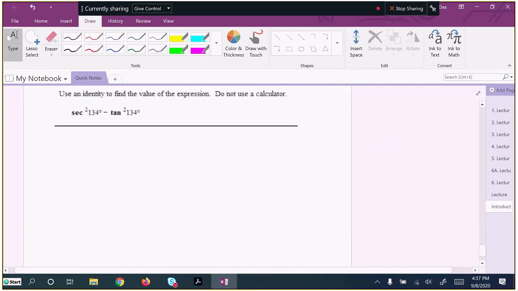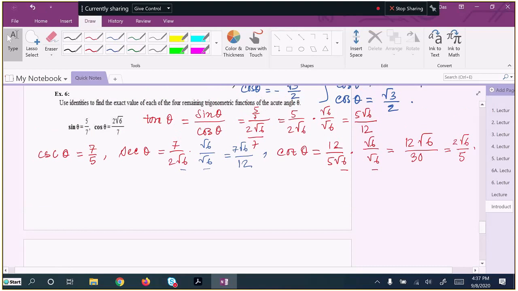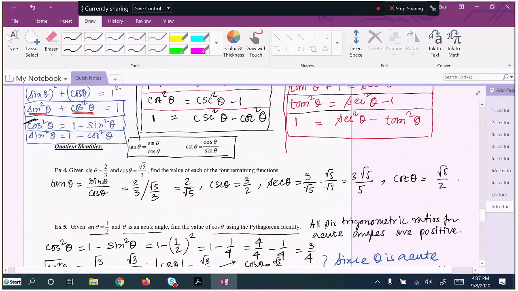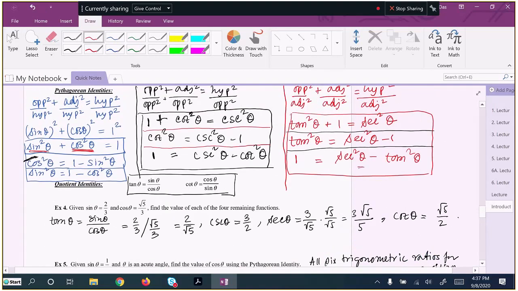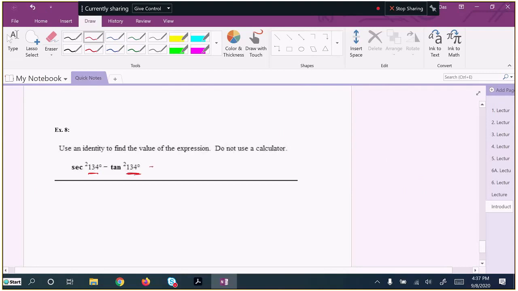There is one other trigonometric identity of this type. This is secant squared 134 degrees. So remember, 134 is the same angle. You are subtracting tangent squared from secant squared. Again, go back to the list of the Pythagorean identities. Secant squared of an angle minus tangent squared of the same angle is equal to 1. So even if I do not use the calculator, I know the value, and that is equal to 1.